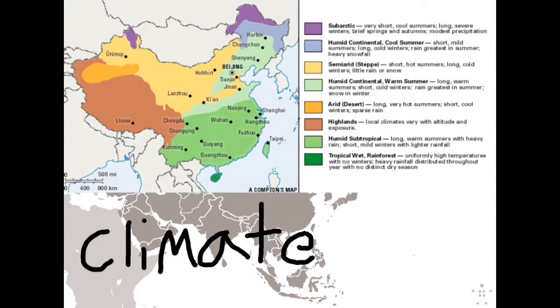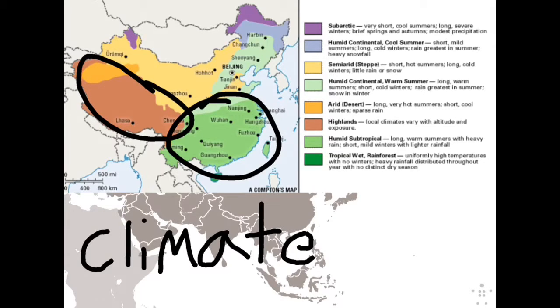Humid subtropical is in the southeast part of China, with warm summers and heavy rainfall. Highlands is in the southwest part of China, and climates vary with altitude. Humid continental is in the northeastern part of China, with long warm summers and cold short winters.